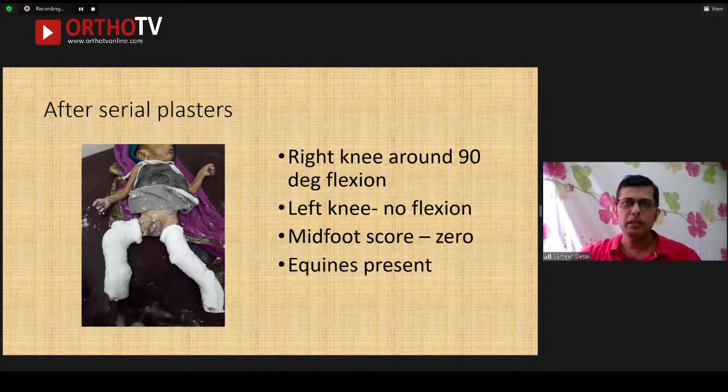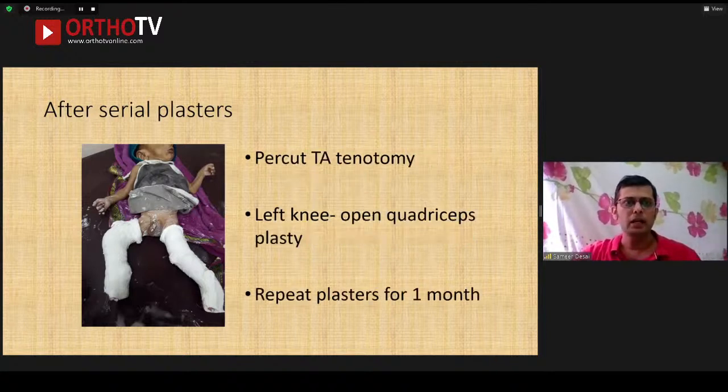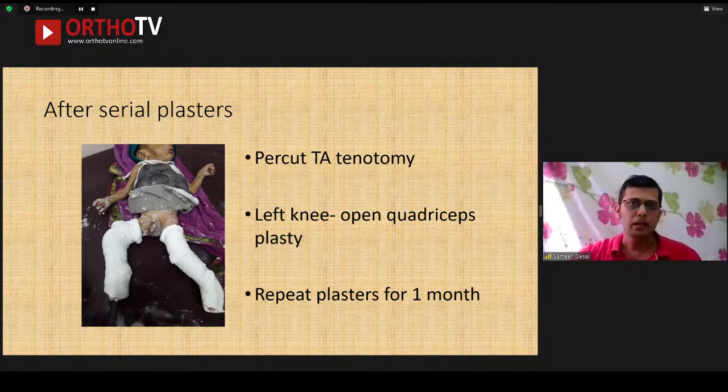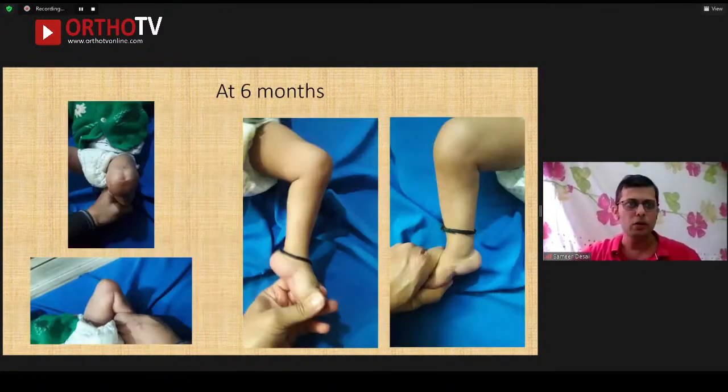So the plaster was repeated for a month, and since this was a non-idiopathic clubfoot, the child may recur. And you can see over here that after surgery we got good knee flexion, but at 6 months you can see that the TA has become tight again.